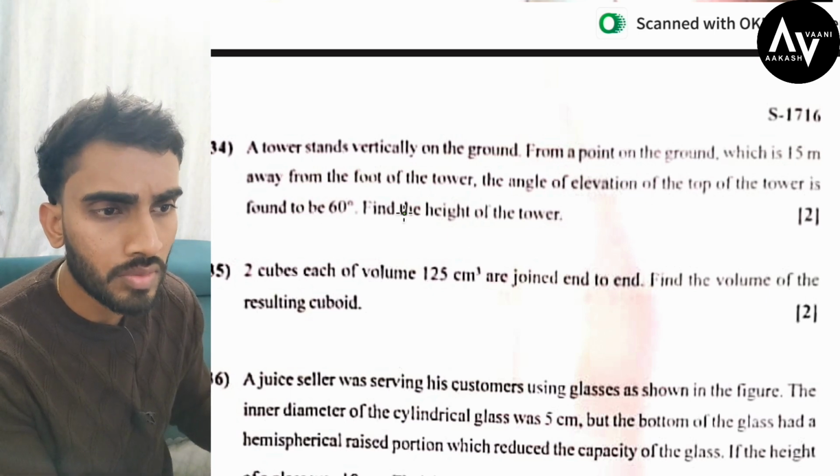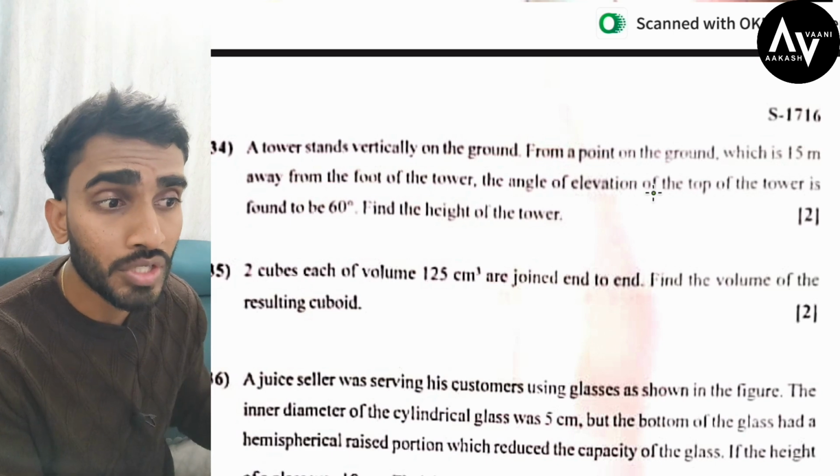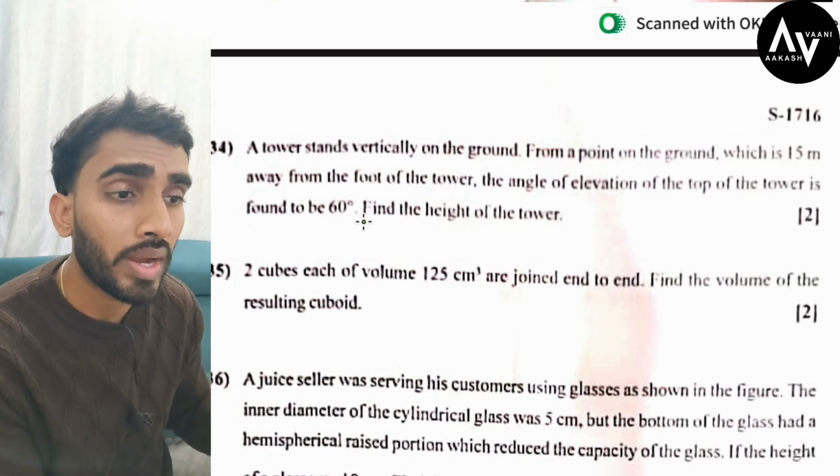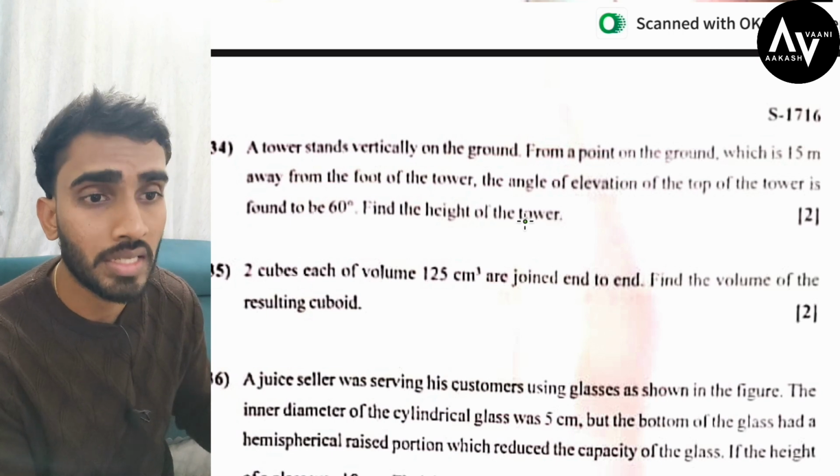A tower stands vertically on the ground. From a point on the ground which is 15 meters away from the foot of the tower, the angle of elevation of the top of the tower is found to be 60 degree. Find the height of the tower.